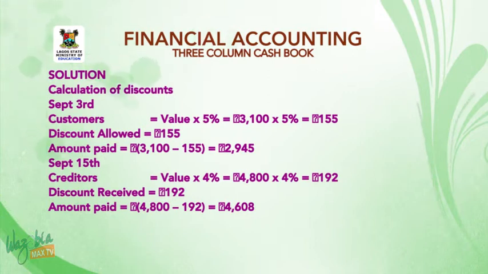September 10th. Banked the cash held by the business, 5,000 naira. September 15th, paid creditors by check, less 4%, 4,800 naira. September 25th, withdrew cash from bank for business use, 1,200 naira. September 30th, paid wages in cash, 518 naira.